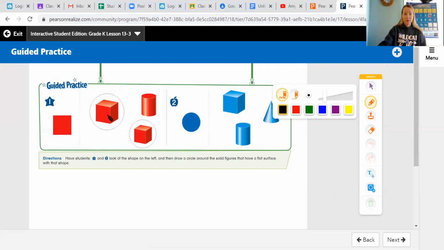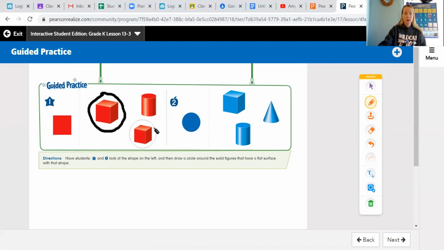Does a cube have a flat surface that is a square? Sure does, so go ahead and circle that. And here's another cube, it's just smaller. Does it also have a flat surface that is a square? Sure does, so circle that. A cylinder does not have a flat surface that is a square. It has a flat surface of a circle.